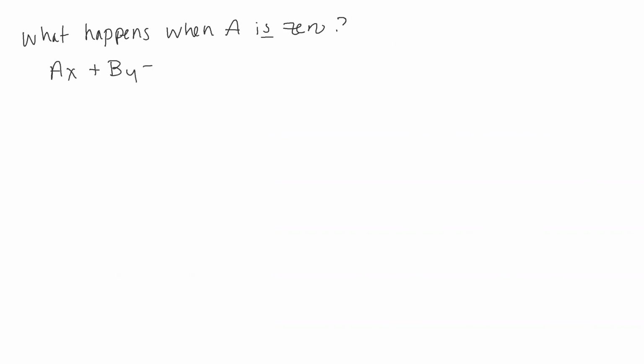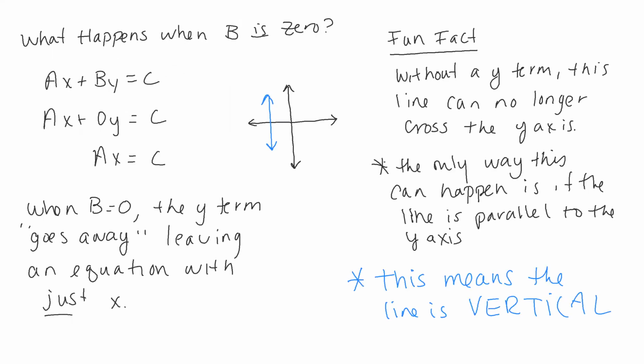Okay. Now let's look at what happens when a is 0. Well, we started out with a standard form linear equation in 2 variables. All right. If a is 0, we get 0x plus by equals c. Well, that 0 multiplied by x just makes that term kind of no longer useful to that equation. So just like on the previous slide, when b was 0, the y term goes away, leaving an equation with just x.